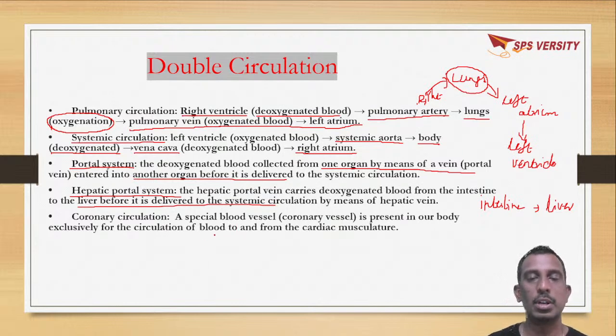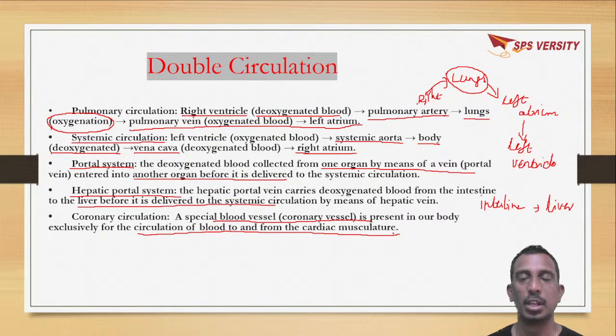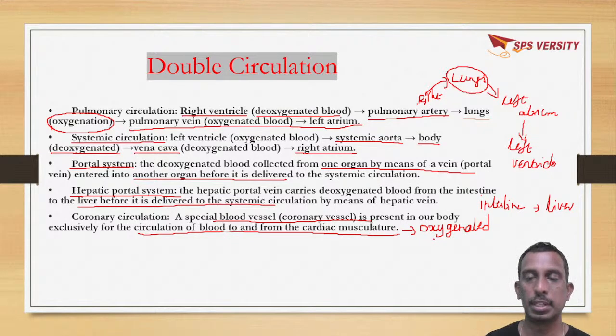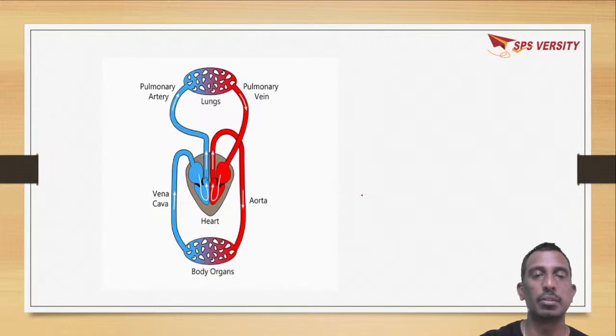And there is coronary circulation, that is a special blood vessel, the coronary blood vessel, which is present exclusively for circulation of blood to and from the cardiac muscles. So cardiac muscles also require oxygenated blood. So the blood vessels which supply the blood, that is the coronary vessels, supply blood to the heart muscles, and again the deoxygenated blood is removed. This is called coronary circulation.